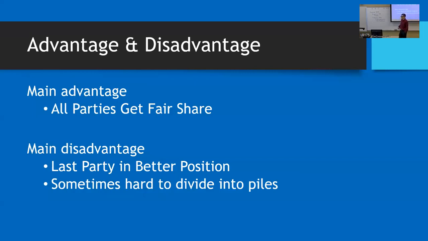Now, the other thing that can happen is sometimes it's really hard to divide up into piles. All right? If we stumble upon a treasure chest and there's five of us, and there's two crowns and then three little mini gold coins, well, everybody's going to want the crowns. And so you either end up having to cut the crowns in order to divide the piles, or sell the crown and divide the money or something like that.